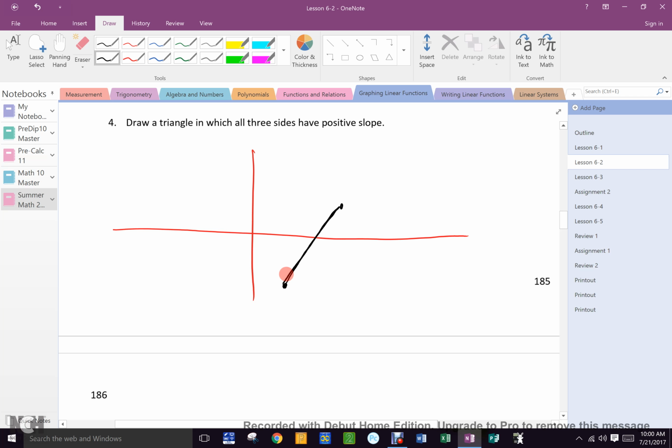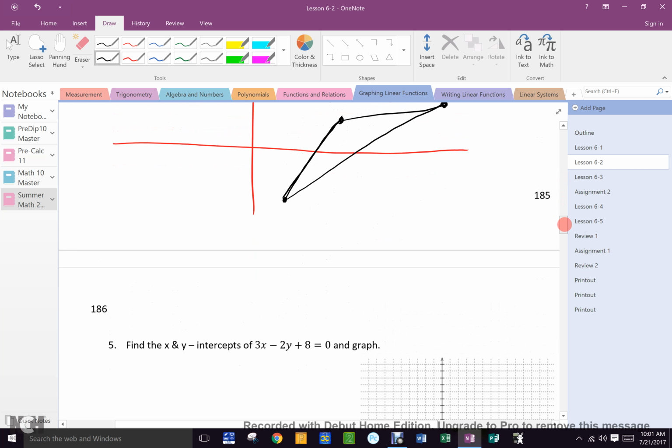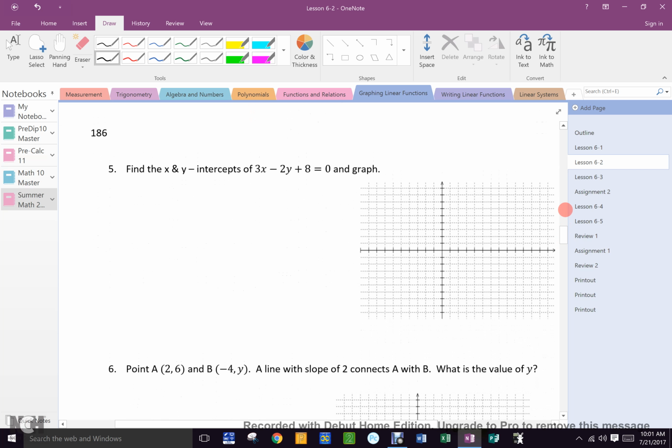Is that positive? Okay. Now I need another positive slope. So I'm up here. How do I get a positive slope from there? Up and right, correct? So up and right. Is that positive? And then how would I make a triangle? Connect them. Is that third slope positive? Did I go up and right? Easy peasy, right? Great. Now we get to the stuff that is actually grade 10 math.